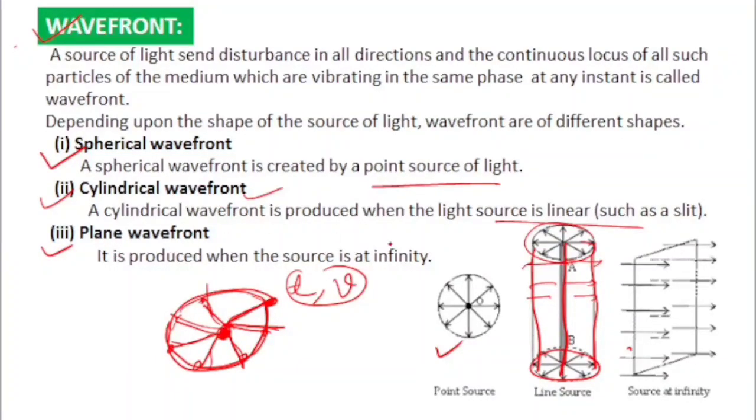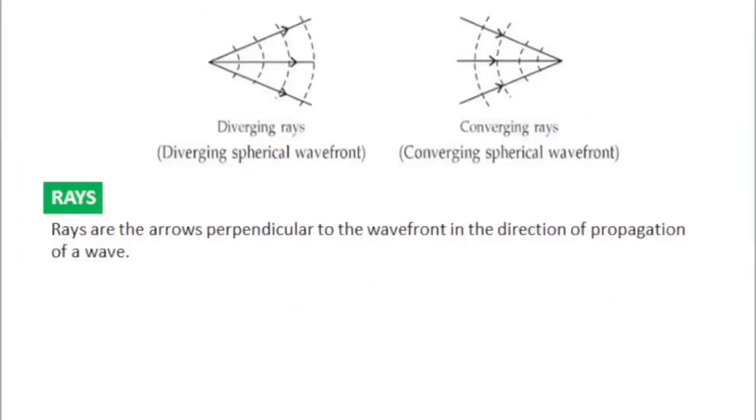Then plane wavefront. Suppose the source is at infinity. When the light is coming from infinite distance, in that case this type of wavefront is formed: plane wavefront. So hope it's clear to all of you. Depending upon the shape of the source of light, there are three types of wavefront: spherical, cylindrical and plane wavefront. Now, again there are two types of spherical wavefront. This one is diverging spherical wavefront, this one is converging spherical wavefront.